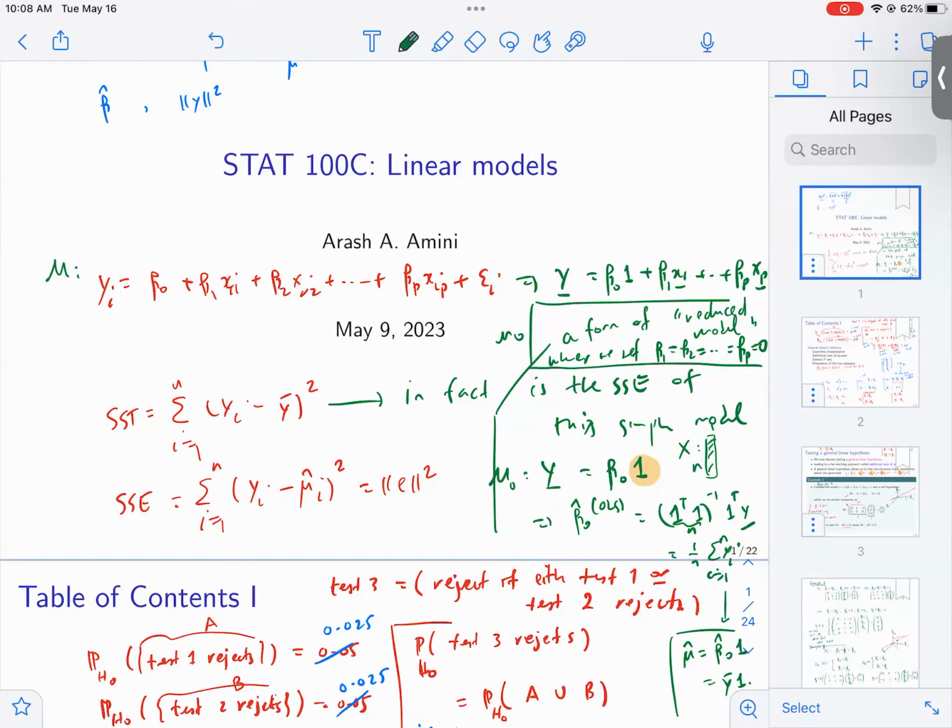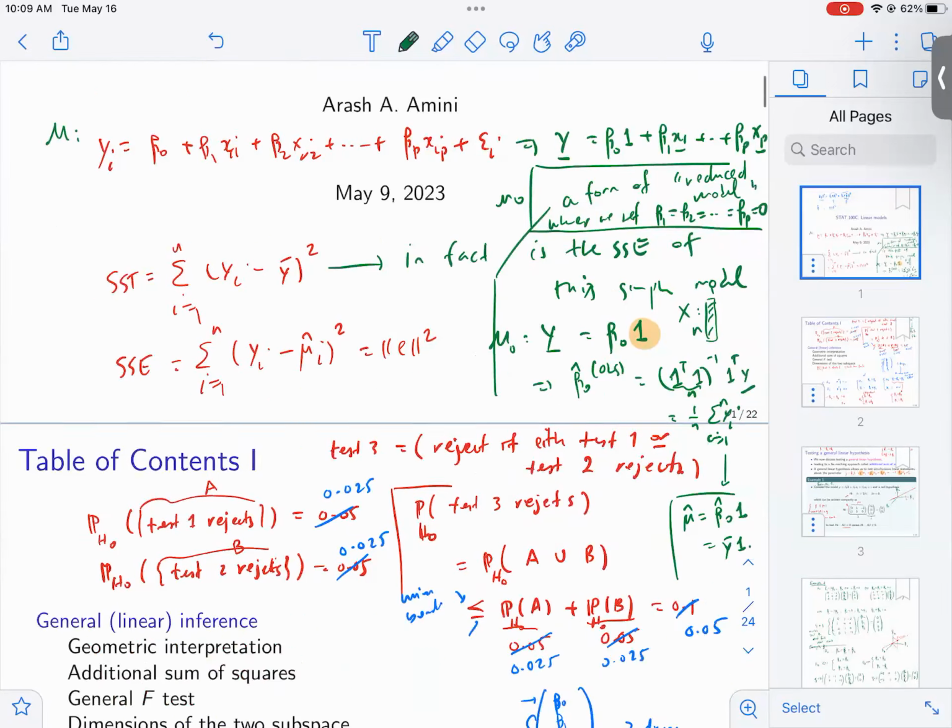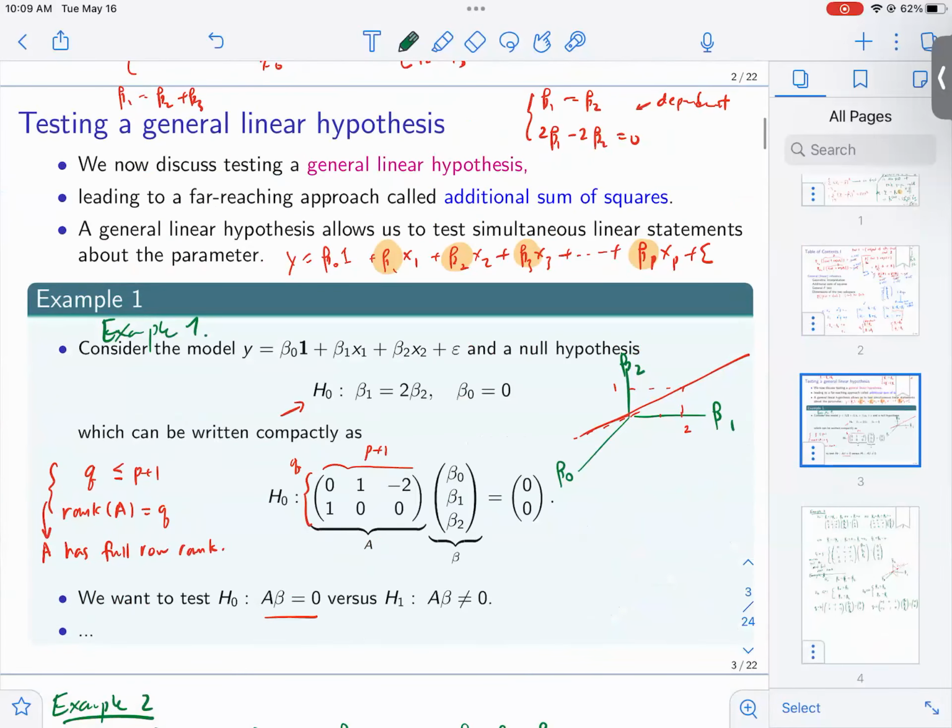Any other questions? So this is a very particular hypothesis that I'm testing. If I'm doing this type of F-test, effectively what I'm testing is whether all these other betas are equal to 0 in that full model. But I can ask something else, I can try to test this. So how can I generalize that principle to something like that?